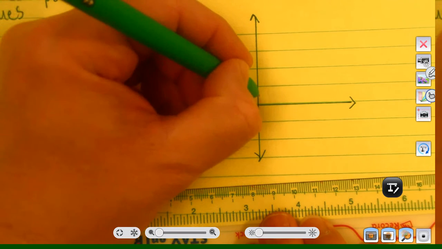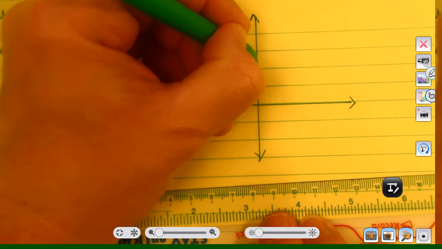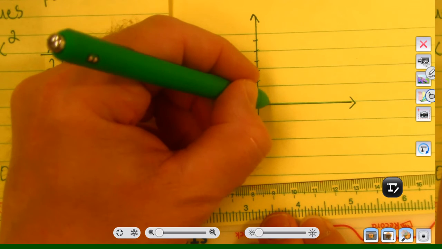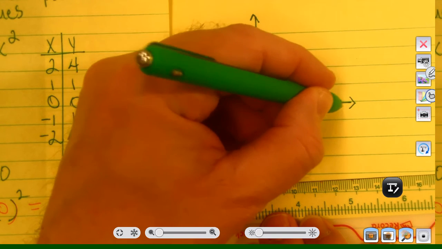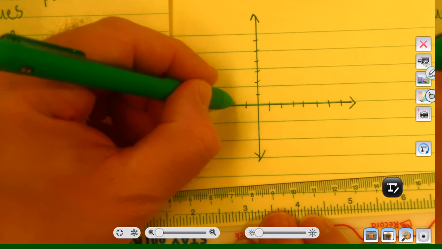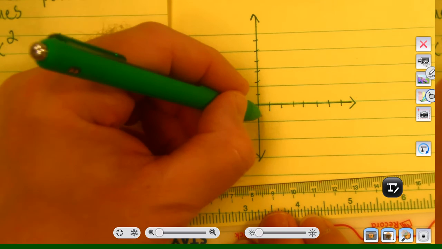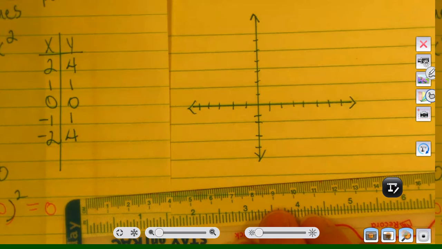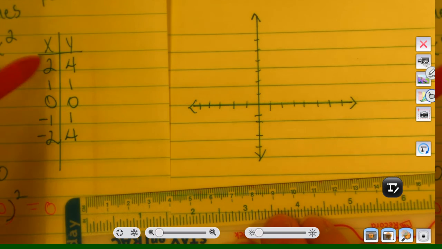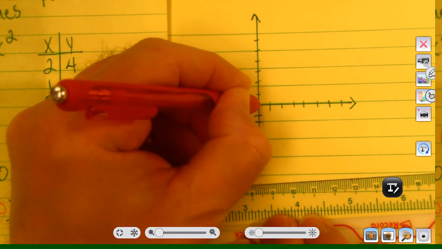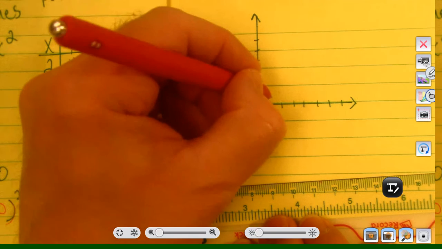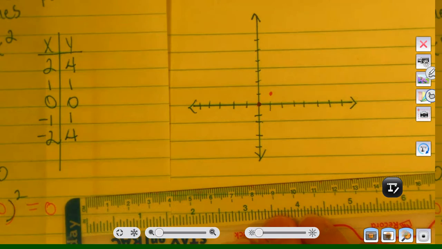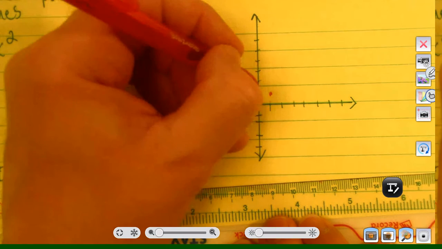Remember, this is 0, 0, and I've got 1, 2, 3, 4, 5, 6, just like that. And then I've got positive 1, 2, 3, 4, 5, 6, 7, negative 1, 2, 3, 4, 5, and so on. And I'm going to take the values I found. For example, I'll start with the vertex. That's 0, 0. And then I want to take x is positive 1, y is positive 1, so that'd be that point right there. And x is positive 2, and y is 4, 1, 2, 3, 4.